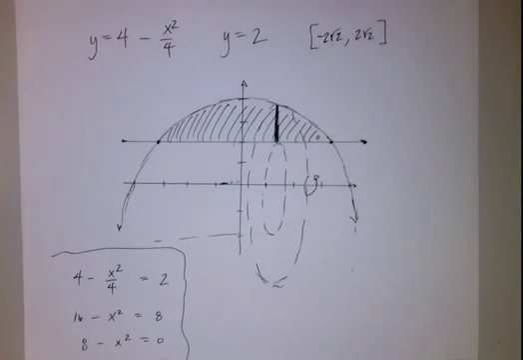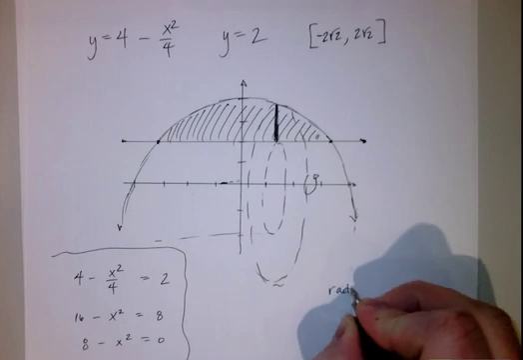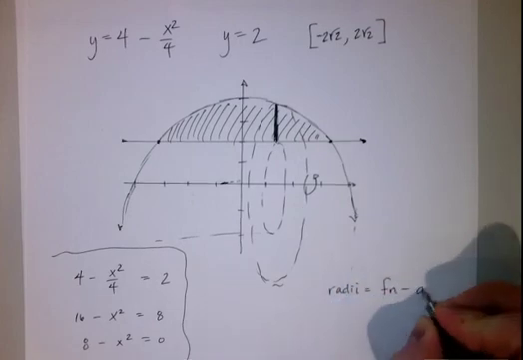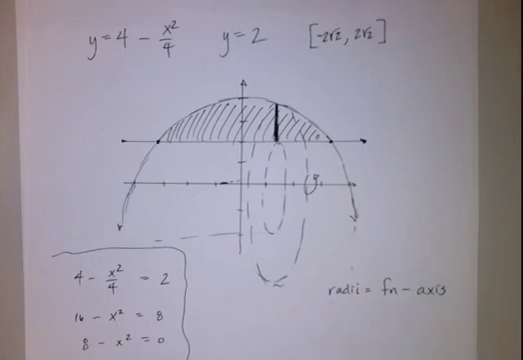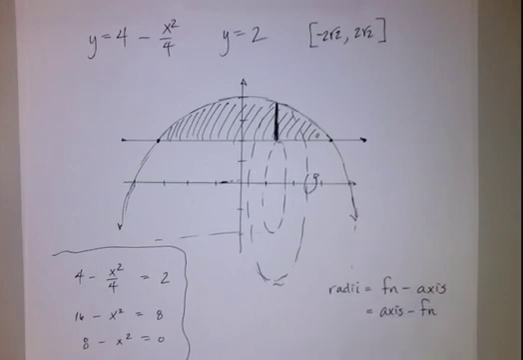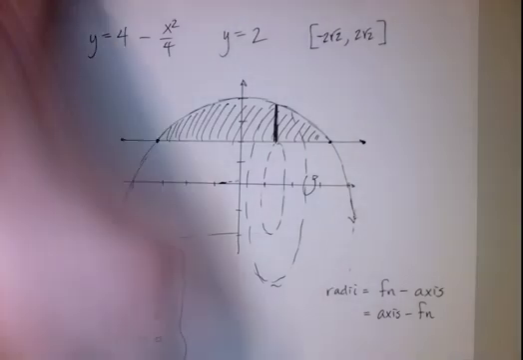Well, here's the thing. Your radii will always be either the function minus the axis of revolution, or the axis of revolution minus the function, depending on whether the axis is below the area that you're revolving or whether it's above the area. Well, let's actually just look at this very intuitively.